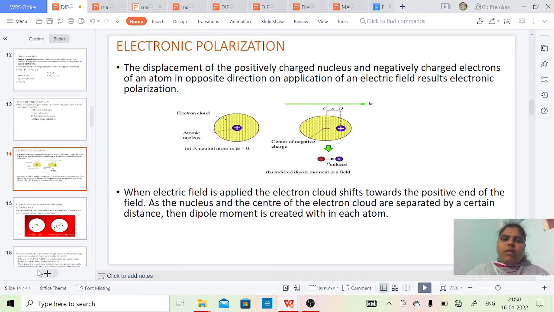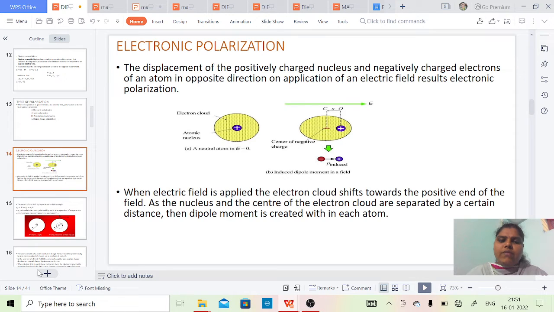Now, the electronic polarization. Polarization means we are separating the dipoles by applying a field. So, what is electronic polarization? The displacement of the positively charged nucleus and negatively charged electrons of an atom in opposite directions on application of an electric field results in electronic polarization. Whenever we apply a field to the specimen, the positively charged nucleus and negatively charged electrons move away from each other. That means they are displaced. That phenomenon is said to be electronic polarization.